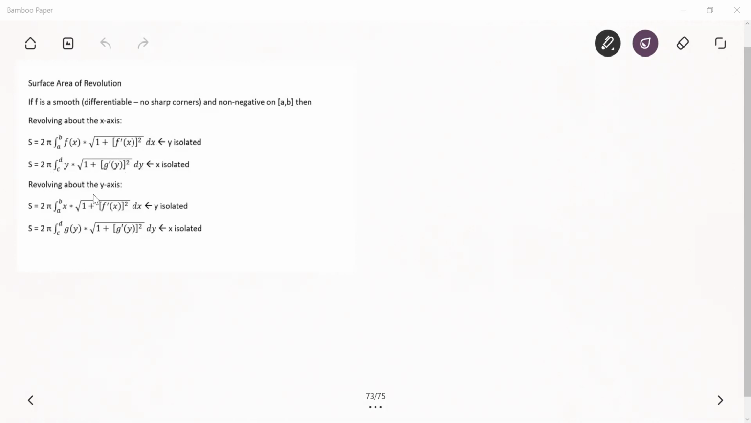Okay. You always want to check to see if it's saying it's revolving around the x-axis or the y-axis. So if we're revolving about the x-axis, we have the surface area of 2 pi times a up to b of f of x times the square root of 1 plus f prime of x quantity squared dx when y is isolated. And then when x is isolated, we have 2 pi from c up to d of our g of y function times the square root of 1 plus g prime of y quantity squared dy.